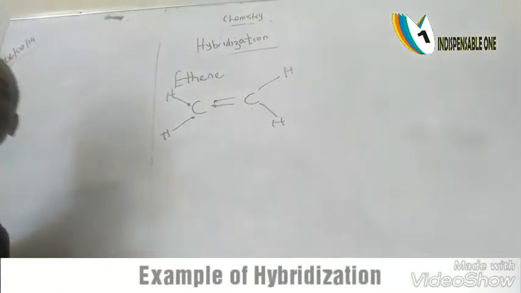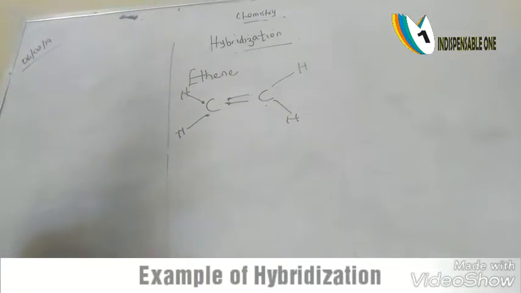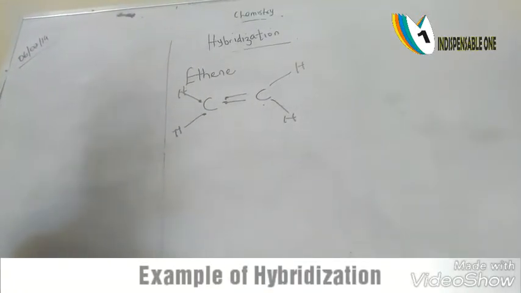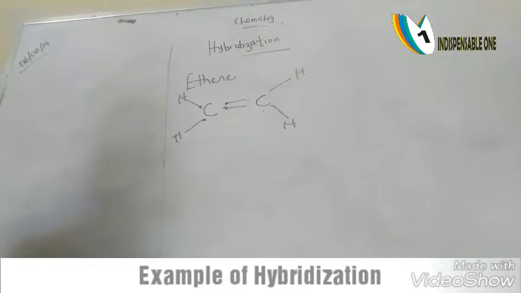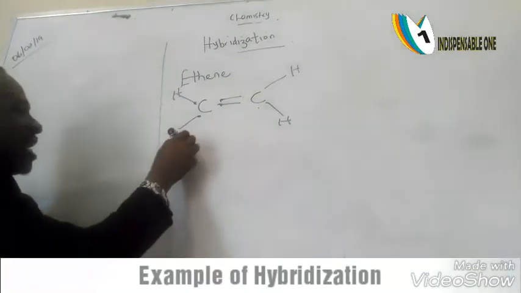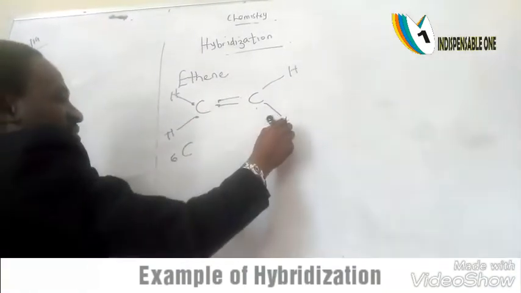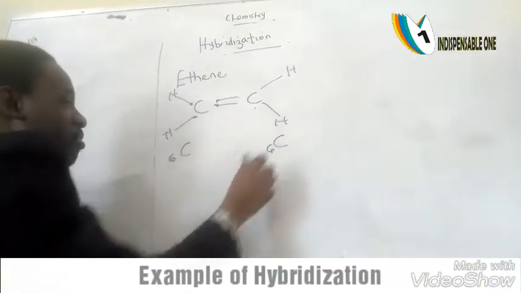four paired electrons that can accommodate the external electrons that are coming. In order to do that, we determine the central atom. We know that it's carbon. The central atom here is carbon.